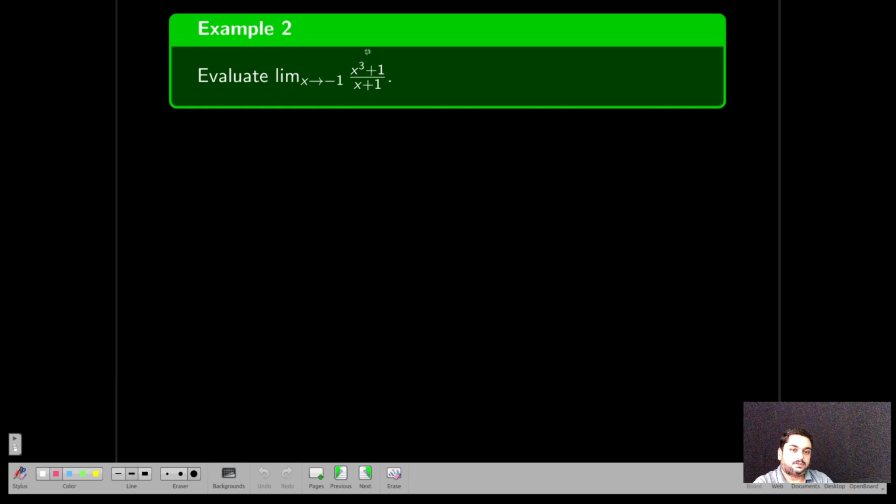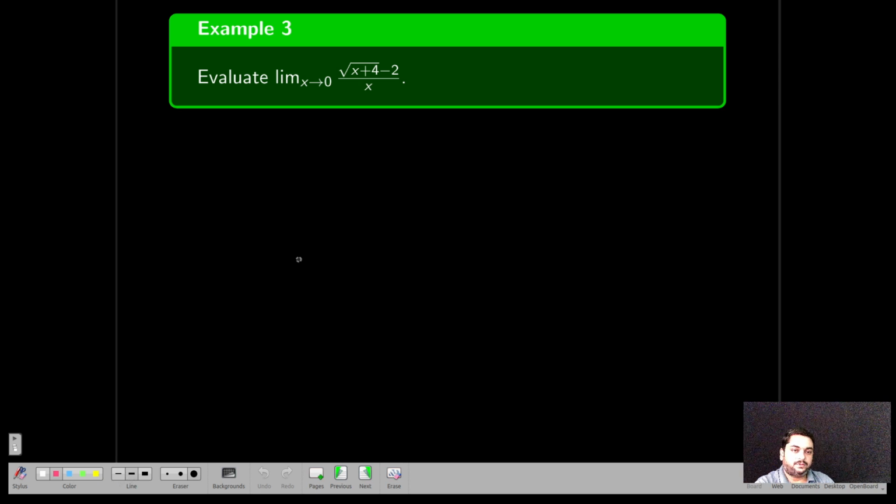Next. Limit x approaches minus 1, x cube plus 1 by x plus 1. So if I put minus 1, I'll get 0 by 0 form. So I can apply L'Hopital's rule. So differentiate this. 3x square divided by 1. So put minus 1 in this, so it becomes 3.